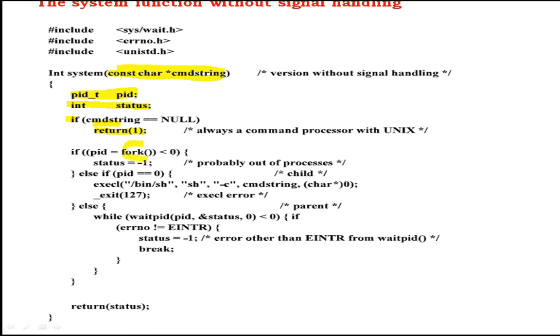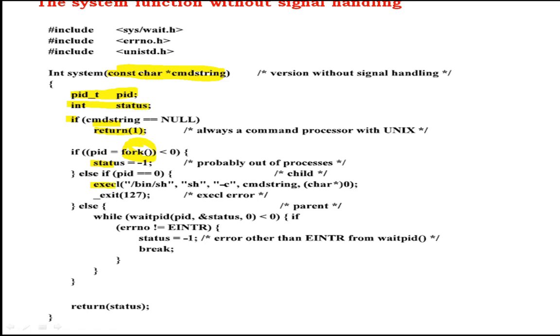So here you are calling the fork function, and you are going to check whether the child has been created or not. If pid equals fork is less than 0, it means the child has not been created. So status you are going to set as -1 and you are exiting from it. Else, if pid is equal to 0, it means the child has been created there.